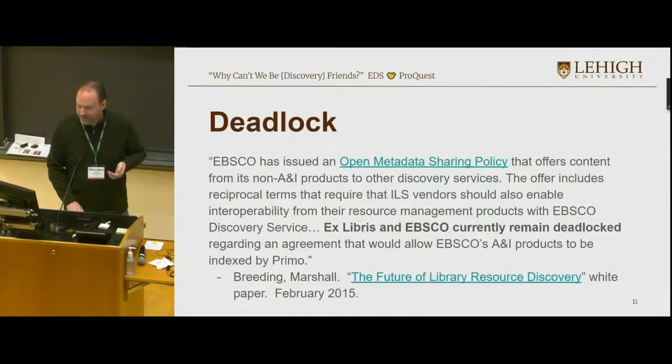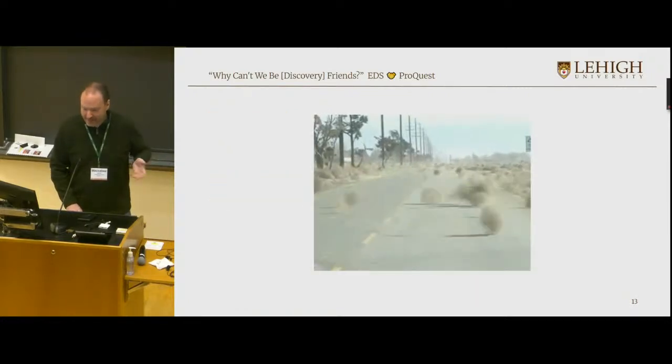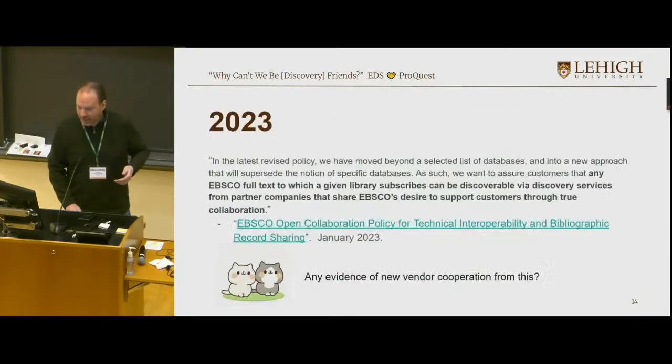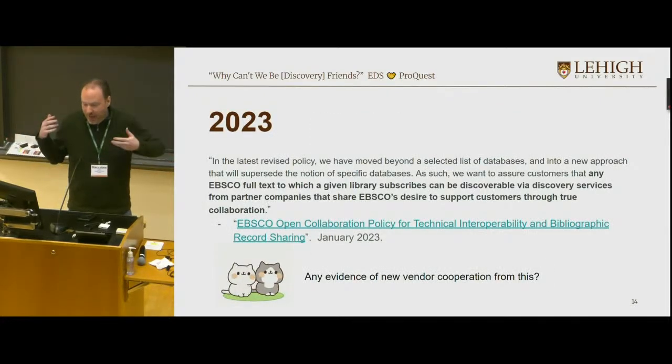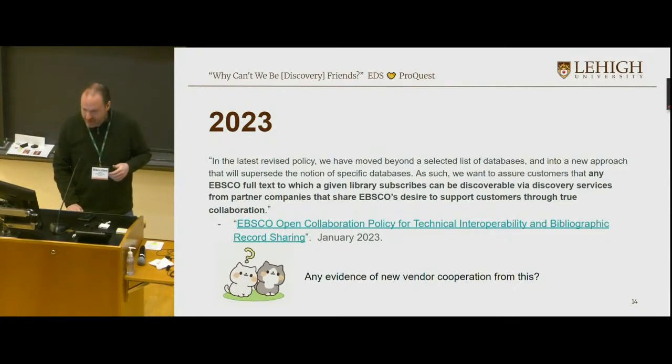As of 2015, Marshall Breeding reports EBSCO and Ex Libris currently remained deadlocked. But that was a decade ago. So much has happened since then. Things are so much better now. Right. I don't know if anything's happened. EBSCO, credit where credit is due, they sort of revised their policy a couple years ago to say, okay, let's try to have a little bit more open collaboration here. Maybe something resulted from that. If so, please say so in the chat, because I'm not entirely clear if anything did.